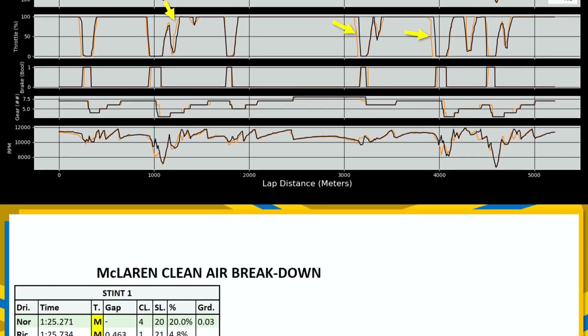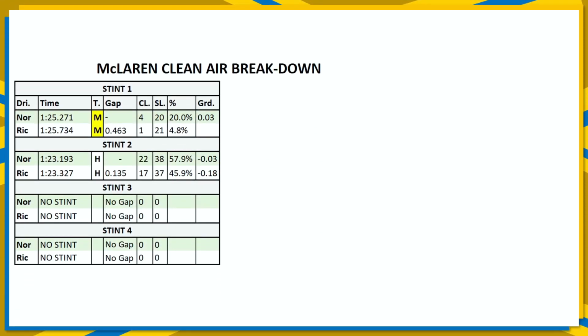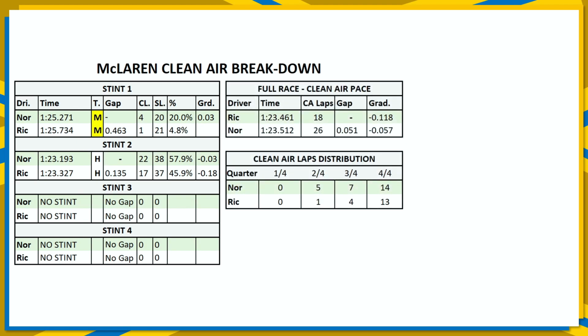And taking a look at McLaren's clean air lap breakdown overall, we can see in stint number 1 it was Norris who was the faster driver, and the same in stint number 2, but not by as significant a margin. But taking a look at their quarter distribution, we can see that it is actually fairly similar, with a couple more laps set in the second quarter for Lando Norris than Daniel Ricciardo, but not too many.